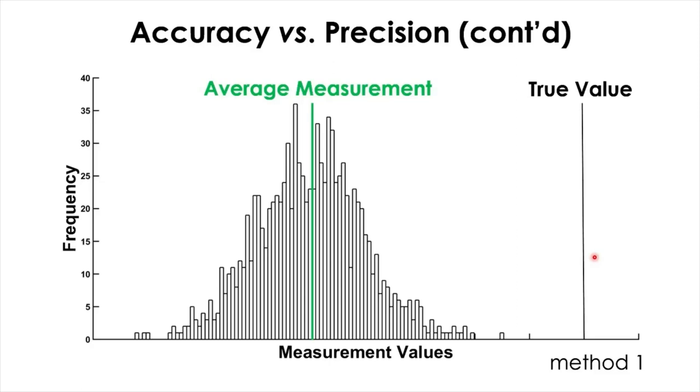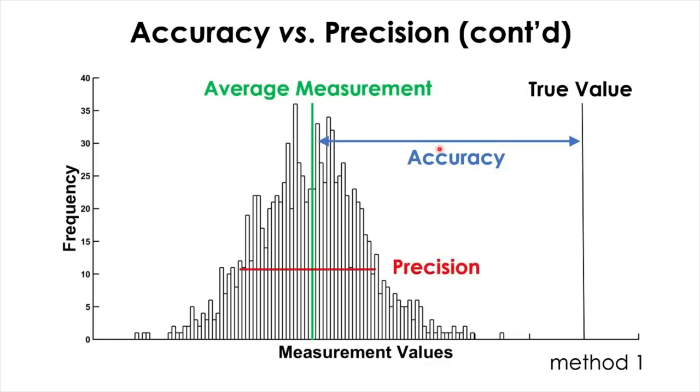From this representation, the center of the histogram in green roughly represents the average of hundreds of measurements, and the accuracy is estimated by the distance between the true value and the average measurement. Whereas the spread of the histogram in red represents precision. So from this, we can call this measurement inaccurate as well as imprecise, as the distance between the true value and the average is quite far, and the distribution has a large spread.